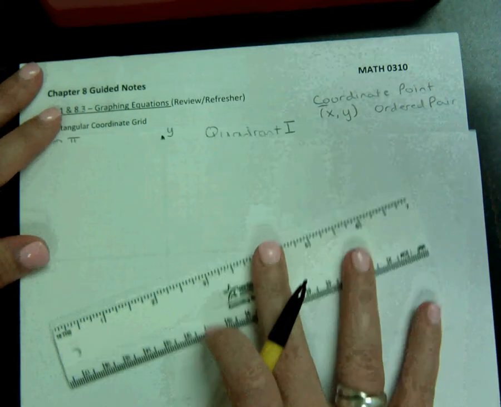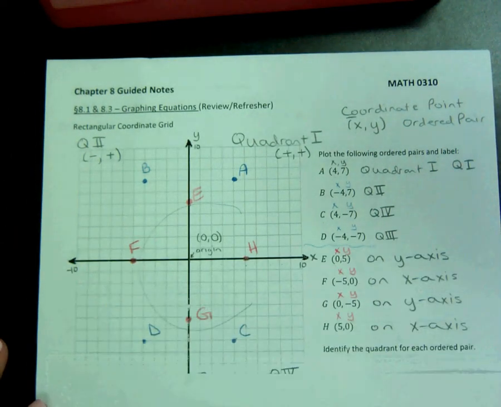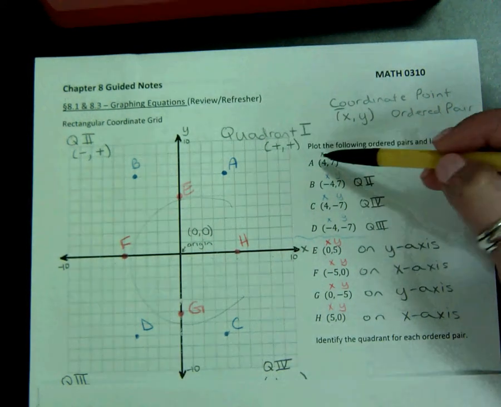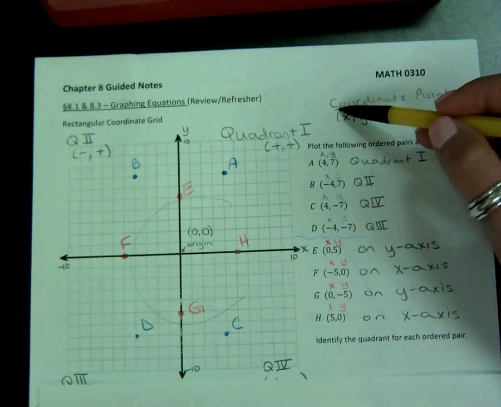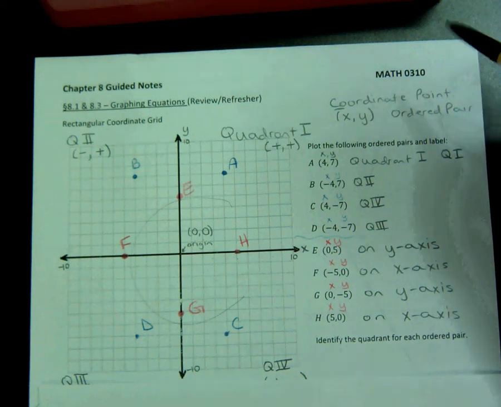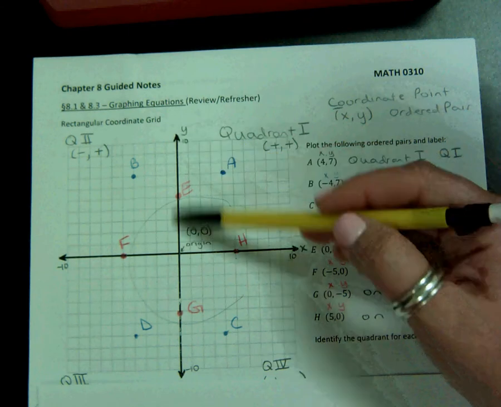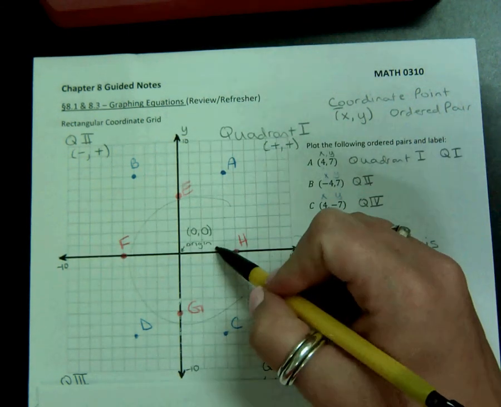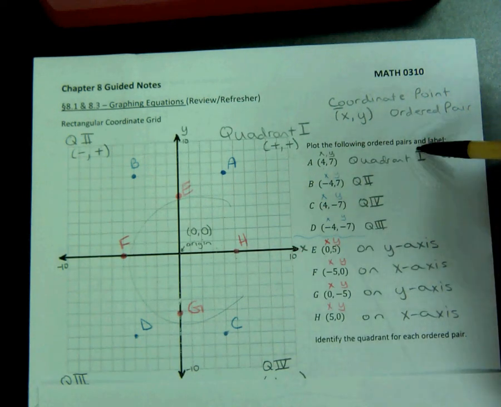So the first part of notes is just a review on the rectangular coordinate grid. I know this is already all worked out from the previous video. So just a review of how to plot points. These are called coordinate points. Co means together. Ordinate is like an ordered pair. They're also called ordered pairs. You always have X first and then Y. So the breakdown of the grid, you've got your x-axis, you've got your y-axis, you've got your origin in the middle. And then we just went through and practiced plotting points.